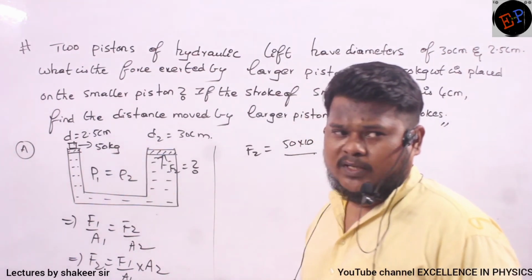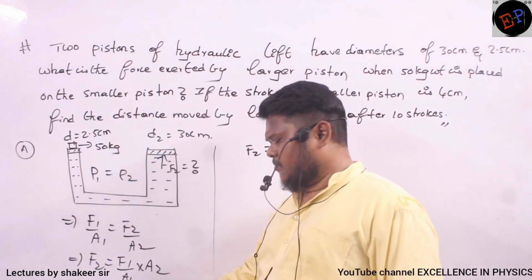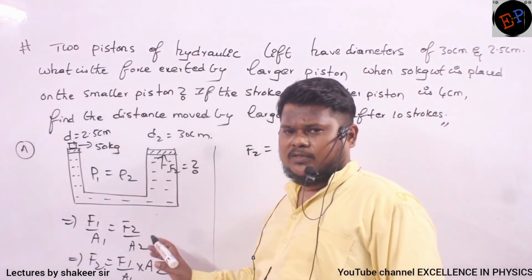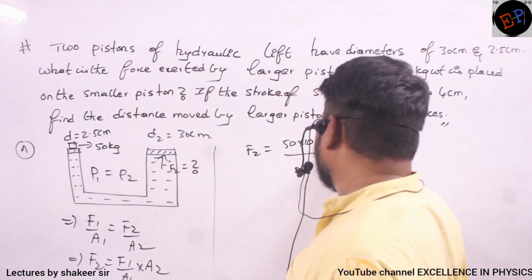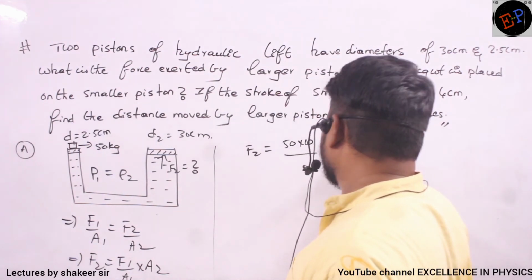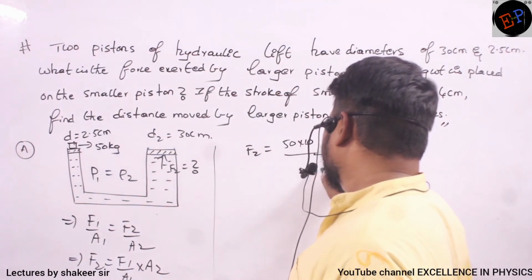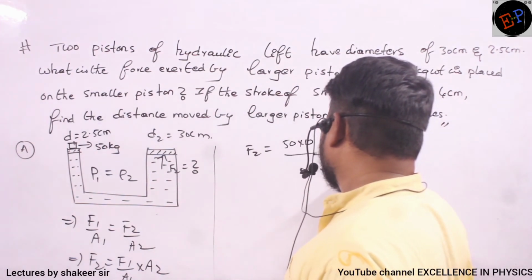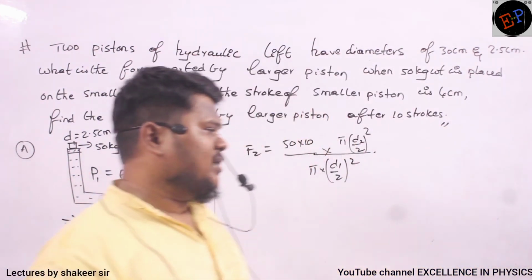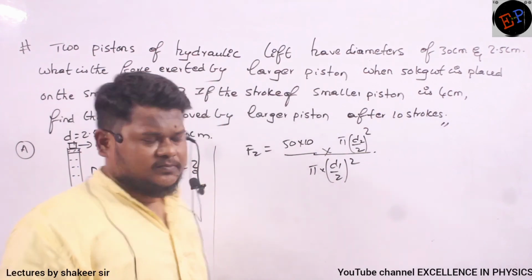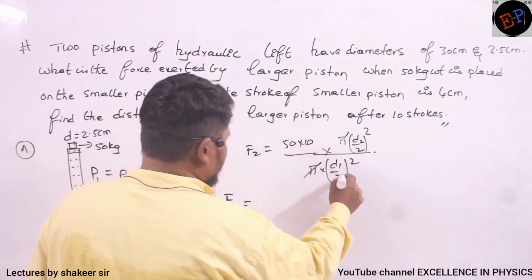Pi d by 2 whole square I have to write down, and you need not convert into meters, because here also I have to convert into meters, here also I have to convert into meters, so they will get cancelled with each other. So I can write A2 value is how much? A2 value is pi d2 by 2 whole square divided by A1. A1 is pi into d1 by 2 whole square. That's all. Area of cross section is pi r square only, but diameters are given, so I am writing d by 2. Is it clear? So therefore F2 is equal to, pi and the 2s get cancelled.